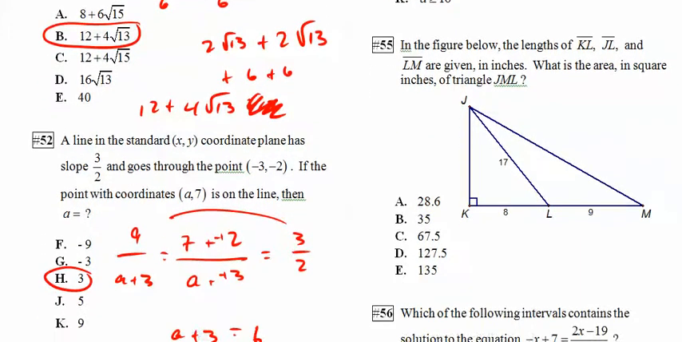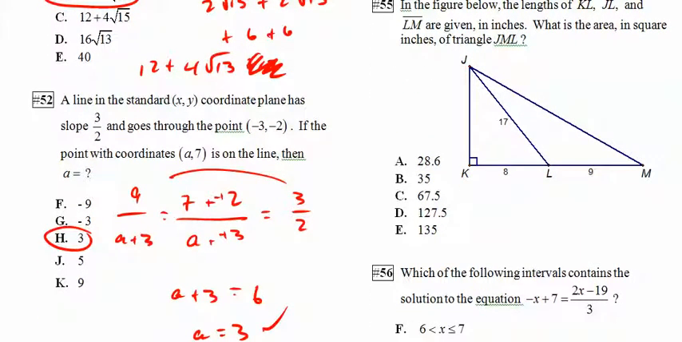Figure below, length of KL are given in inches. What is the area in square inches of triangle JML? This is an 8, 15, 17. So base is 9, height is 15. 1/2 times 9 times 15 is 67.5.